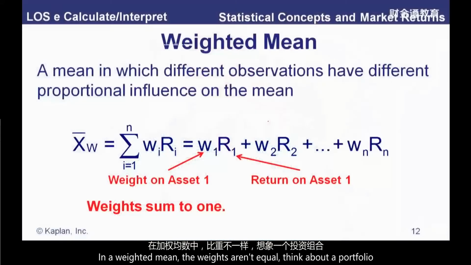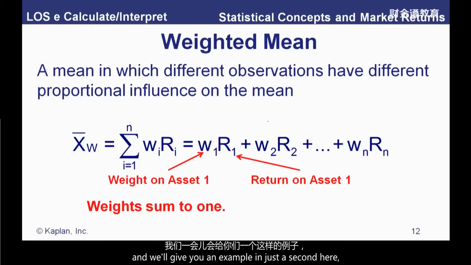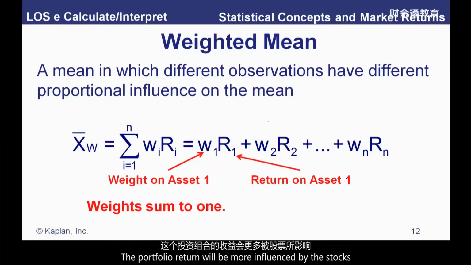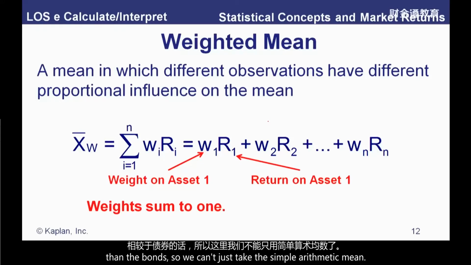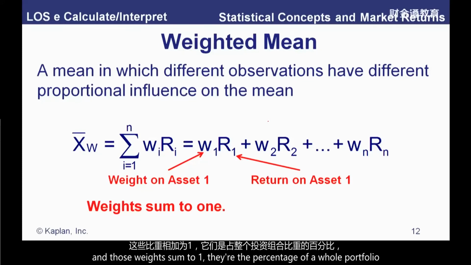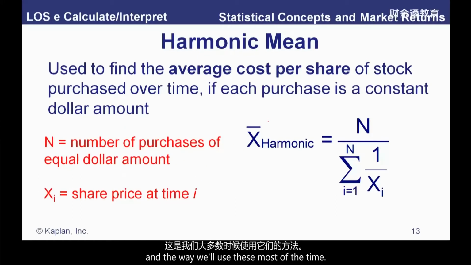Well, in a weighted mean, the weights aren't equal. Think about a portfolio, and we'll give you an example in just a second here, where you've got 60% of your money in stocks and 40% in bonds. Well, the portfolio return is going to be more influenced by the stocks than the bonds, so we can't just take the simple arithmetic mean. So here we're going to multiply each return times a weight, and those weights sum to 1. They're the percentage of the whole portfolio in the way we'll use this most of the time.